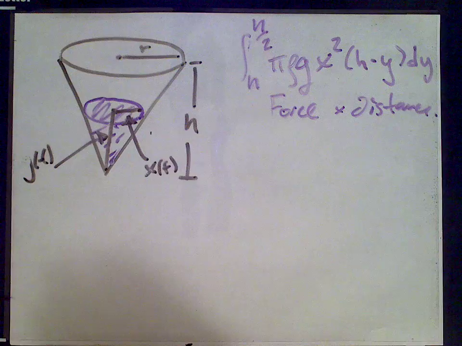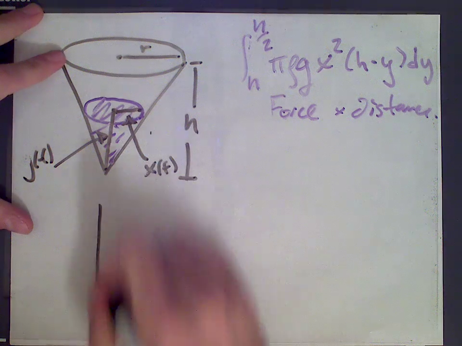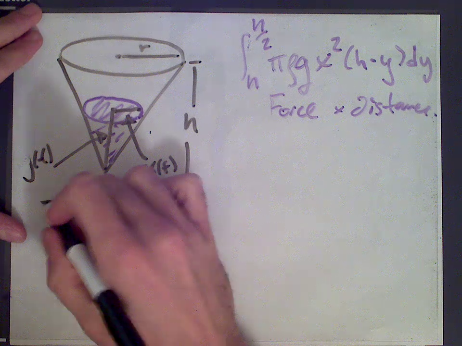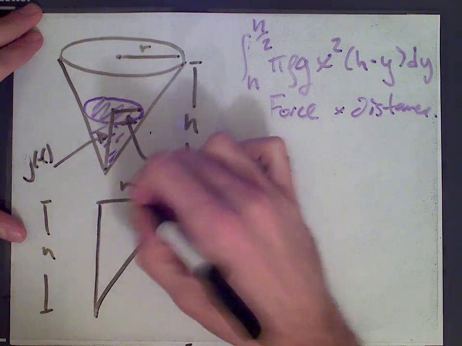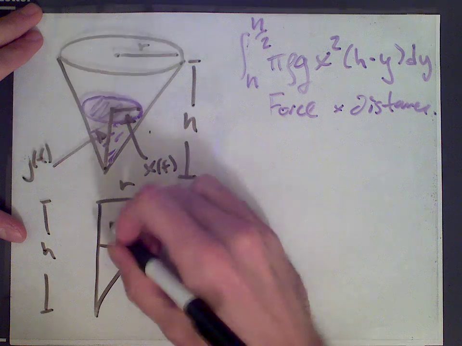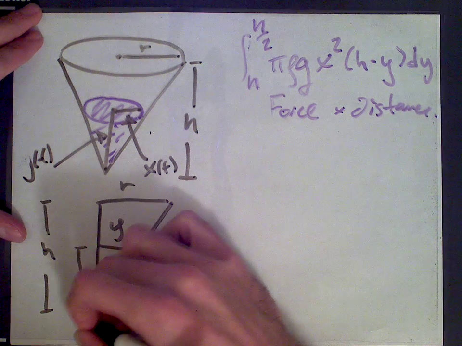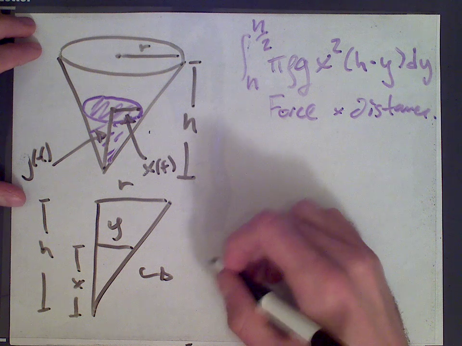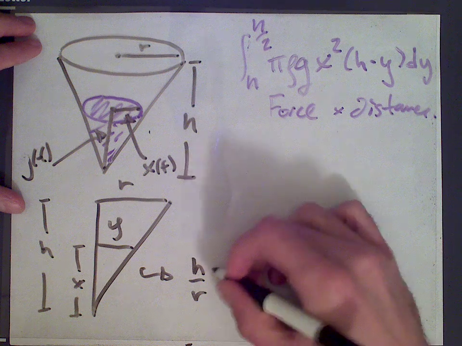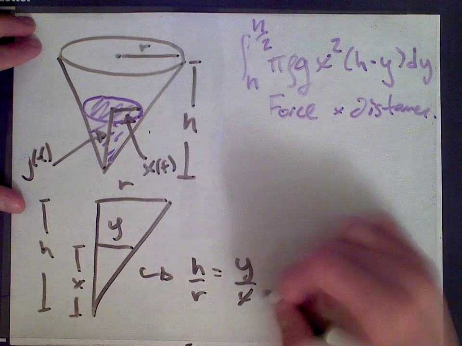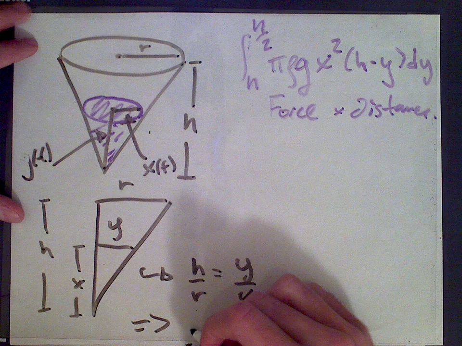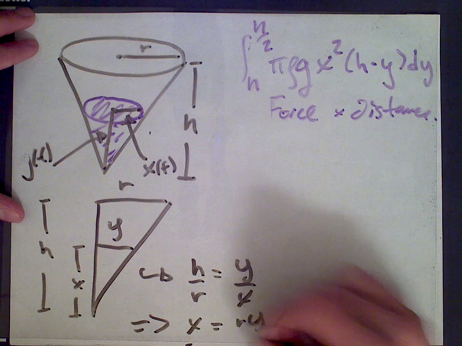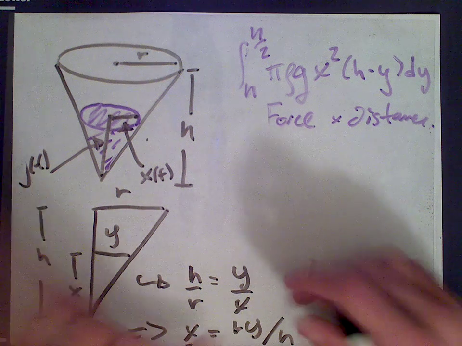So what we have over here, if you take a piece of this cone out, we know that it has height h and radius r. And at a given time, this value is y, and this value here is x. And so what we get from here is that h over r is y over x. And so we want x in terms of y. We get x equals ry over h. Okay, let me make that a little clearer.